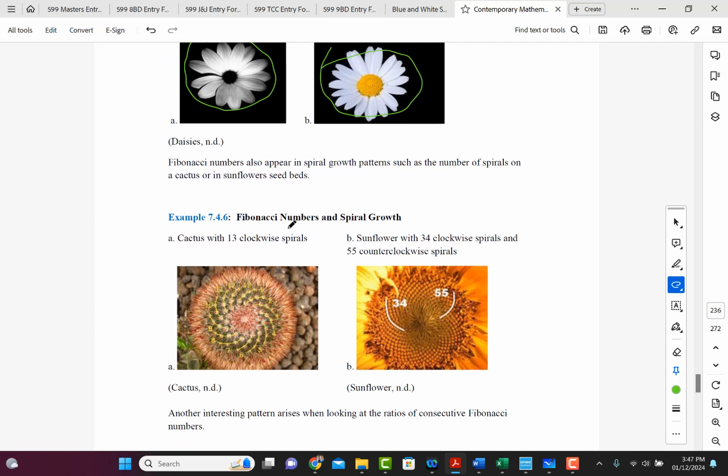Okay, then we can also look at spiral growth, right? Fibonacci numbers also appear in spiral growth patterns, such as the number of spirals on a cactus or in sunflower seed beds. So if you look at the cactus here, look at the number of spirals. Okay, here we've got 13 clockwise spirals. We can see the spirals right here. So there's 1, 2, 3, and so of course we can go all the way around and we count 13.